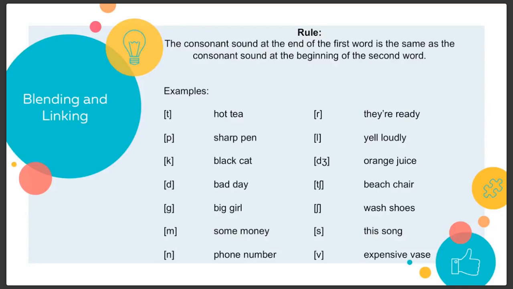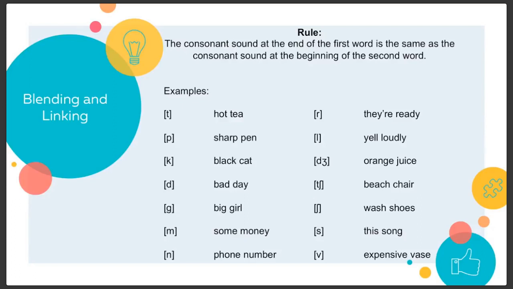Or with an R sound, they're ready. So it sounds like "they're ready," but really it's "they're ready." And now I'll just tell you the rest of the examples. For example, sharp pen, or yell loudly, or black cat, or orange juice, or bad day, or beach chair, or big girl, or wash shoes, or some money, or this song, or phone number, or expensive vase.